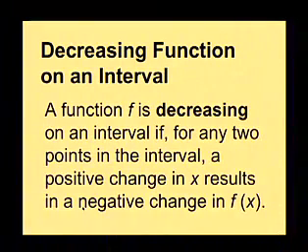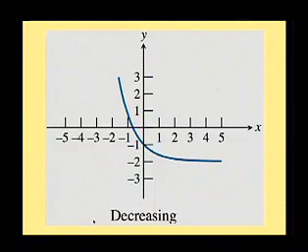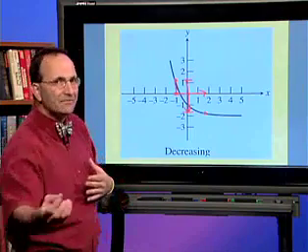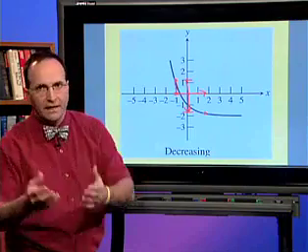A function f is decreasing on an interval if, for any 2 points in the interval, a positive change in x results in a negative change in f of x. So let's take a look at this graph. If I take 2 points on this graph, there's my x value. Let's increase the x value, which then brings me to here. What's happening to the y? Well, the y started here, and now it's decreasing to there, which means, again, this is a decreasing function. A positive change in the x value results in a negative change in f of x or in y.